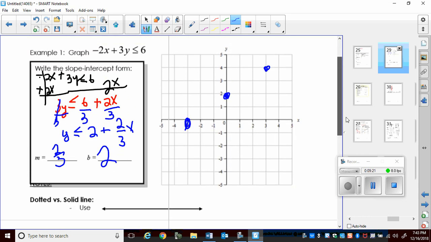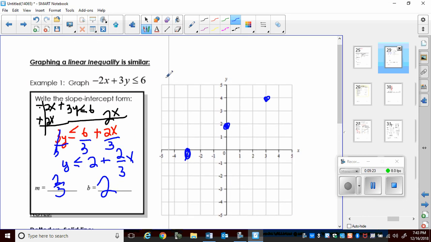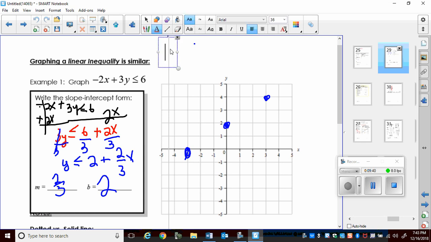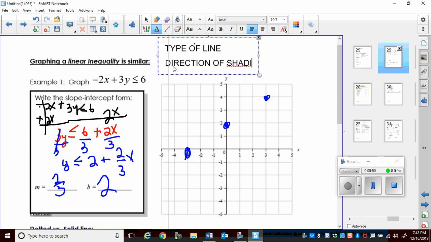What do I need to do to graph this line? Well, first, I'm just going to tell you, and we're going to go through it real quick. Let's not graph the line yet. Let's just leave the points for right now. What we need to do is figure out two things: the type of line we're graphing and the direction of shading.